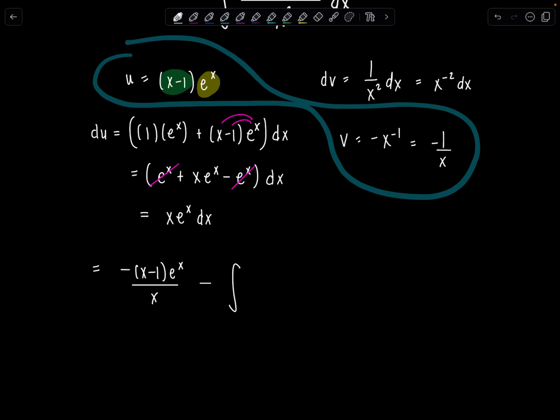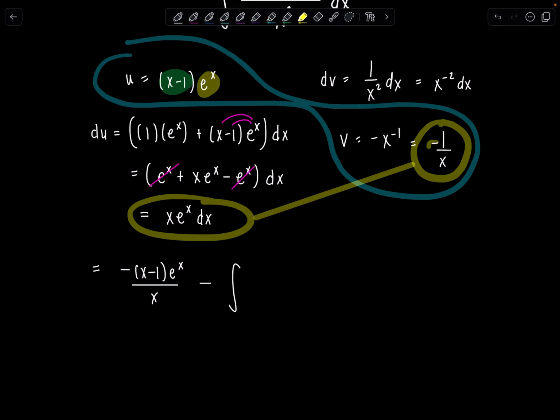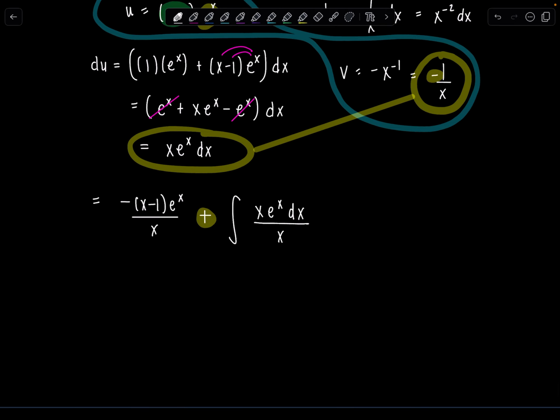Minus integral. And then the next product is v times du. So look at v times du. See how there's a minus sign? That's going to switch the minus sign in front of the integral to be positive. And then I have x e^x dx times 1 over x, or divided by x. So take a second, marinate on the formula, make sure you can follow along. We're good? Okay, do you see more fabulous cancellation happening left and right? Yes, these x's go bye-bye.